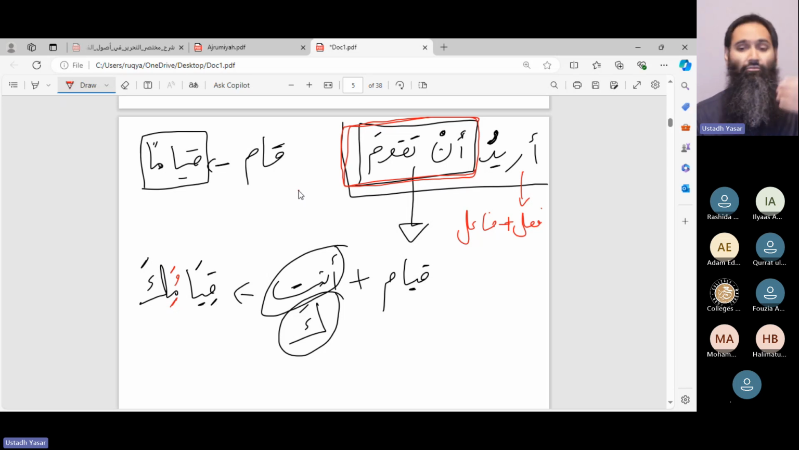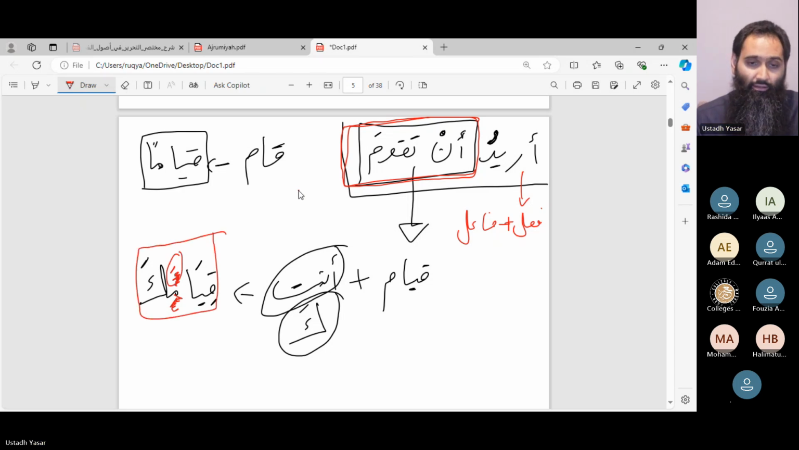You have the fi'l, you have the fa'il. So this is going to be, I want an apple. Yes, apple is the maf'ulun bihi, the object. I want your standing. I want basically you to stand. So here, obviously, it will not be dhamma. It will not be kasra. It will be fatha. Why? Because here this qiyamak is going to be maf'ulun bihi, because this is in the position of maf'ulun bihi.